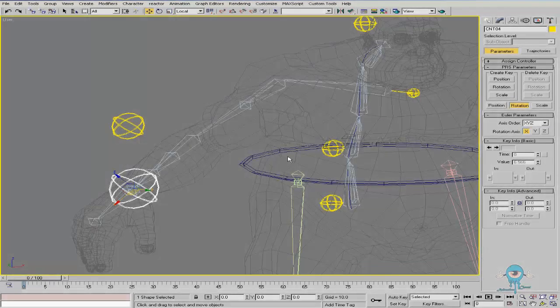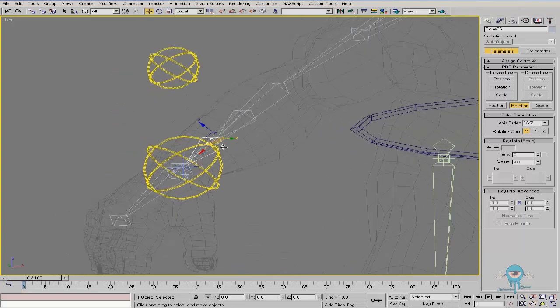In this chapter, we're going to work on the forearm. There are a couple of different methods you can use for working out the twisting that's going to happen on these bones, and of course the upper arm bones as well. One method is very simple and straightforward, and it's just using Max's constraint system.